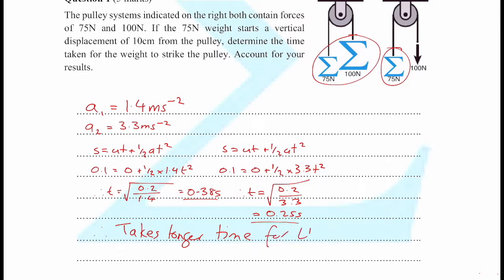for the left-hand side pulley system as the weight force on the left-hand side pulley system is greater than the weight force of the right-hand side pulley system. Therefore, the acceleration of the left-hand side pulley system, A1, is less than the acceleration of the right-hand side pulley system, A2.